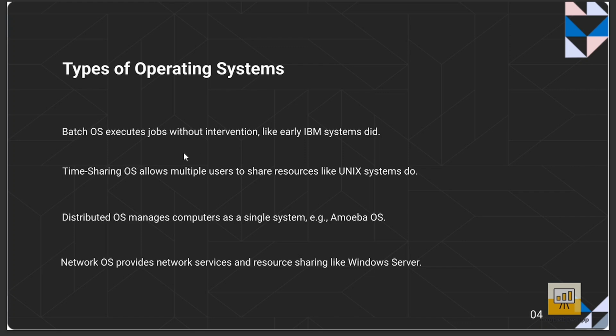Then a multi-user OS supports multiple users at the same time, like Unix or Windows Server. A multitasking OS runs multiple applications simultaneously, like Windows, Mac OS, or Android. A distributed OS manages a group of computers and makes them work as one system.